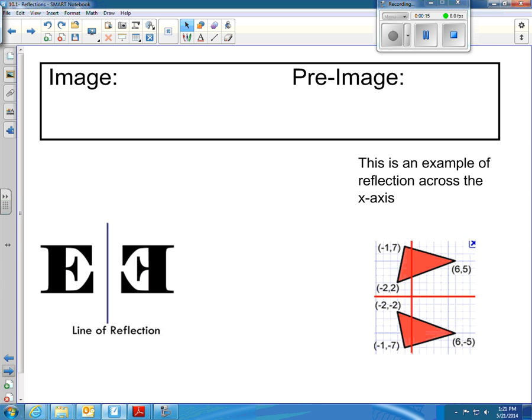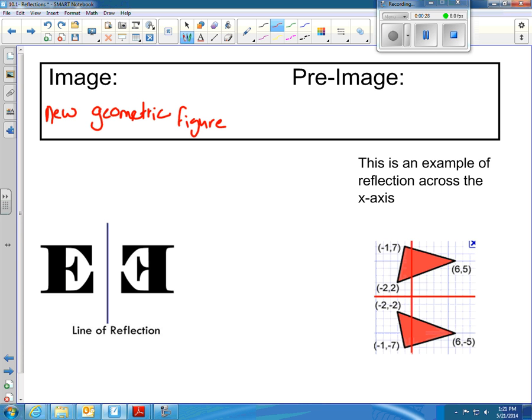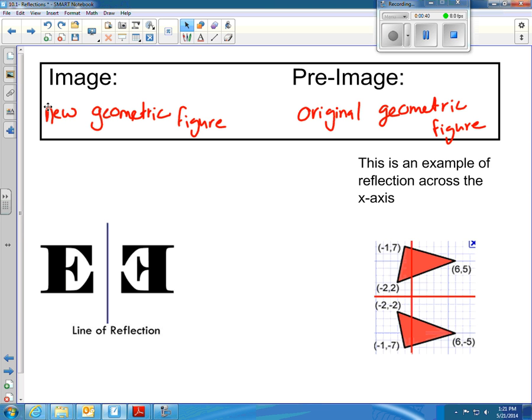So let's talk about, first, image and pre-image. Our image is our new geometric figure. Our pre-image is our original geometric figure. All right, so now we have those two terms. Image is we're talking about the new one. Pre-image is we're talking about the original one.